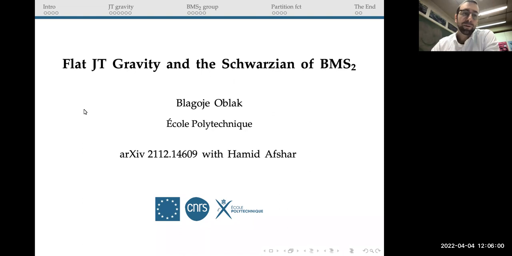So as announced, I'm going to talk about some recent work, which I posted here on the arXiv with Hamid Afshar, on two-dimensional gravity, Jackiw-Teitelboim gravity in flat space, and its relation to the Schwarzian action of a group that's commonly called BMS in two dimensions.